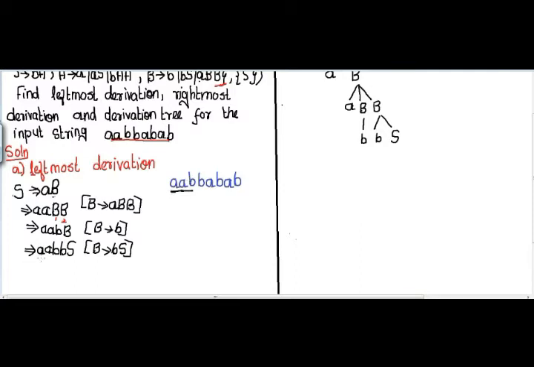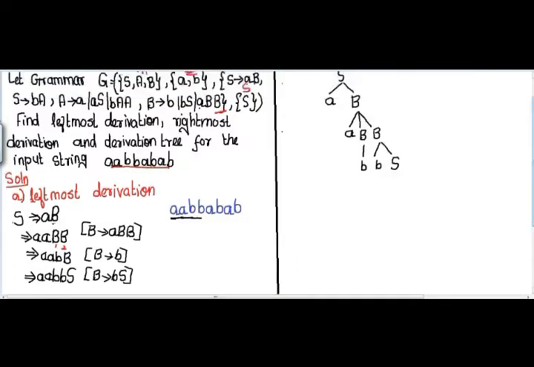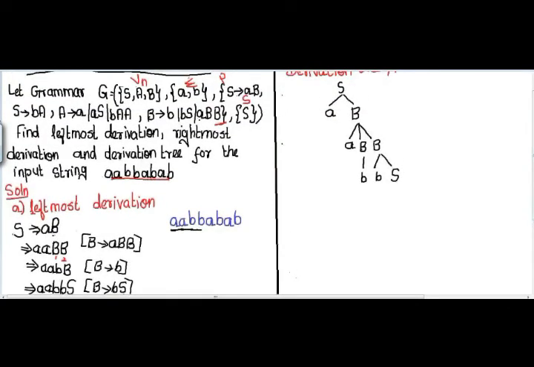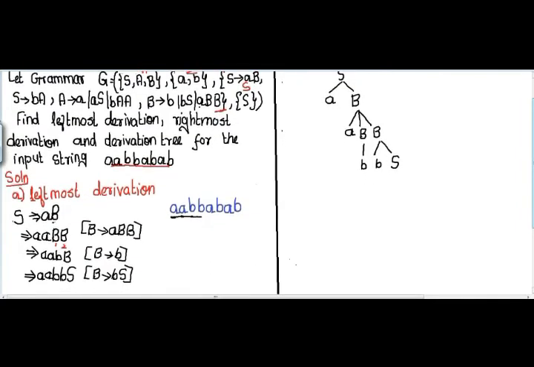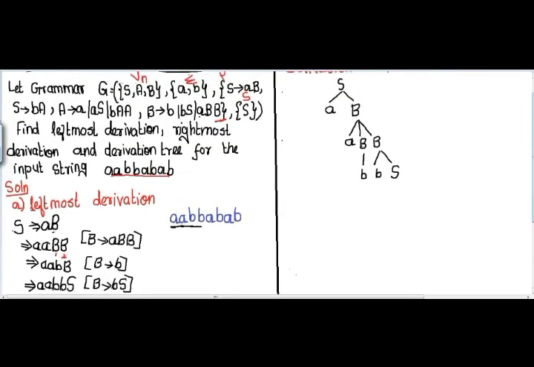Now I completed aabb, and the next character in this input is a, and I have S here, so I have to see the S productions. I have two: S tends to aB, and S tends to bA. Since I need the next character as a, I'm going to choose S tends to aB, and I'll substitute this in the derivation as well as the parse tree.